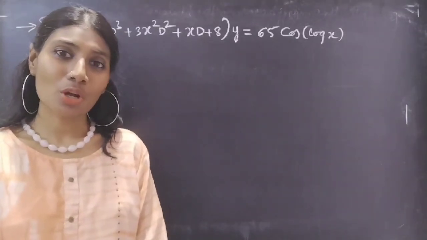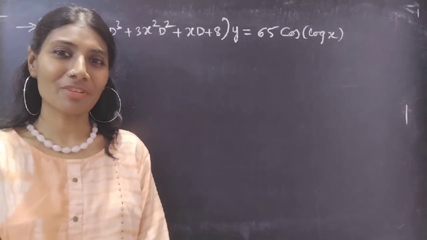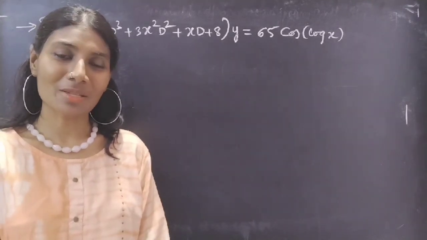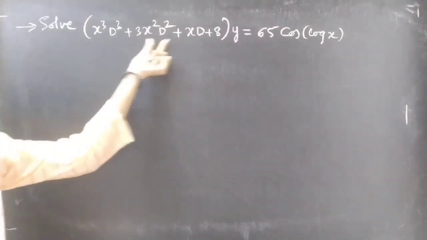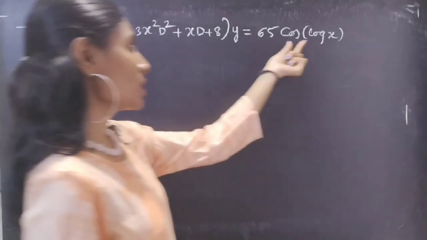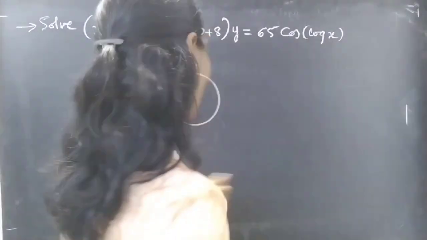In this video, we're going to solve a differential equation from higher order linear differential equations with variable coefficients. So let's get going. Problem: solve (x³D³ + 3x²D² + xD + 8)y = 65 cos(log x).